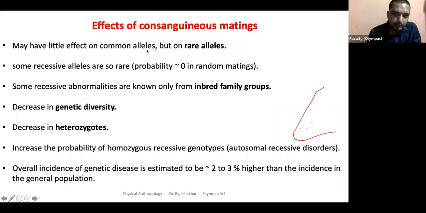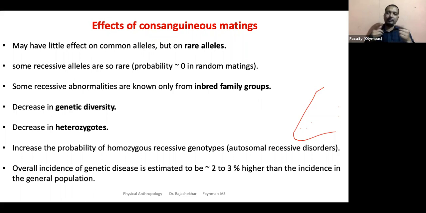Mainly it will introduce rare alleles in homozygous condition, so it would increase homozygosity. The main impact of consanguineous marriages is that if there are rare alleles, as we have seen in the founder's effect, those rare alleles will be maintained in the population. Those rare alleles should go away, right, if they're causing harm or reducing the fitness of the population.